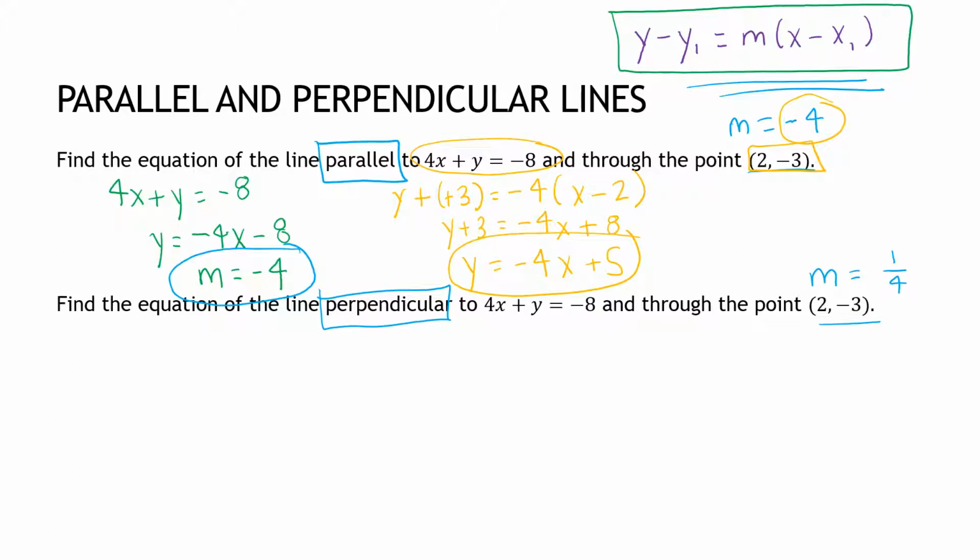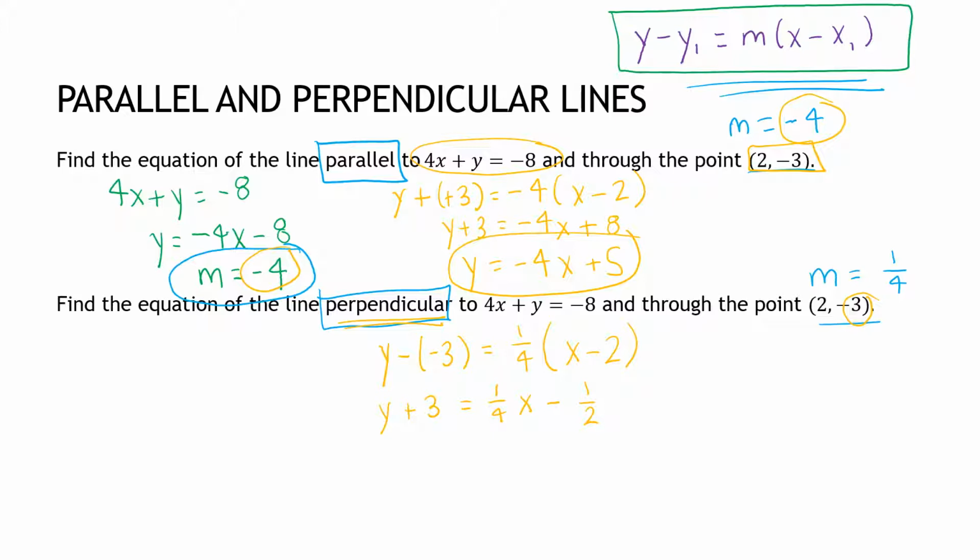And then I'm going to do the same thing for the perpendicular line. I'm going to say y minus my y value, negative 3, is equal to my slope. Remember, this is that perpendicular slope, so I took the original slope, I flipped it upside down and changed the sign. So it's positive 1/4, and then x minus my x value. Same as before, the left side is y plus 3. On the right side, I'm going to distribute. I get minus 2 times 1/4 or 2/4, which I'm going to write as 1/2.